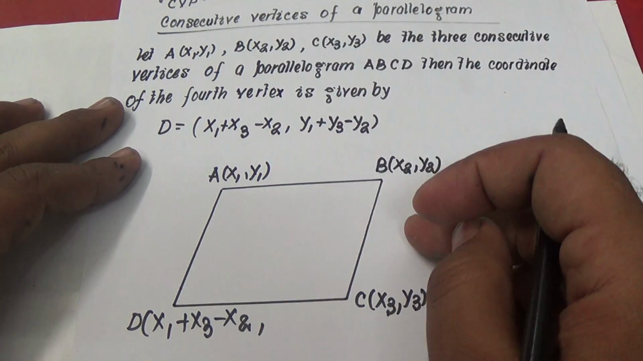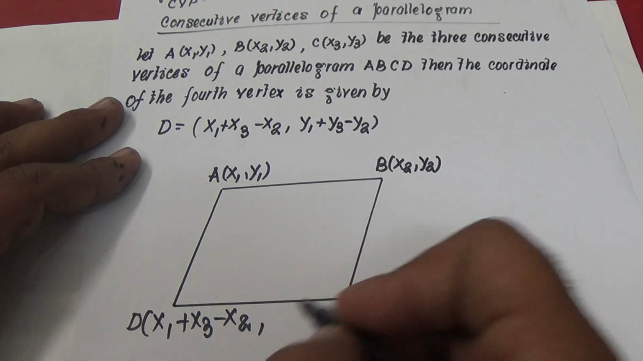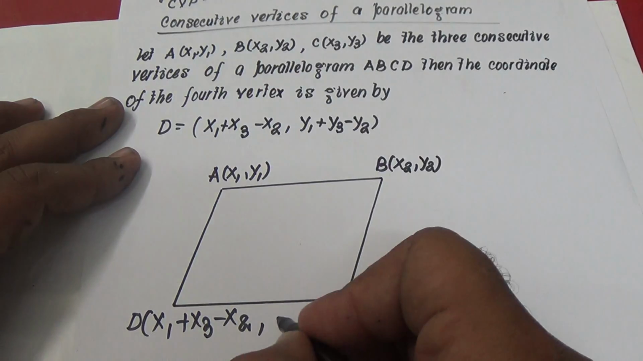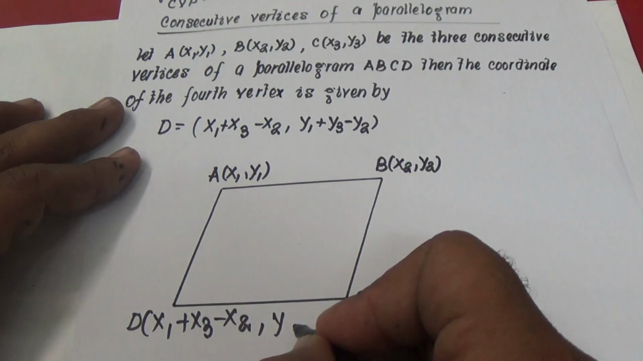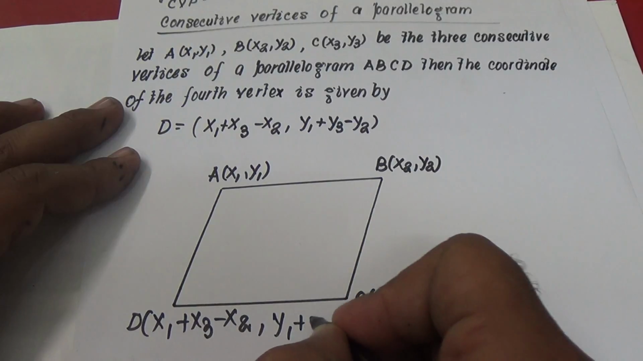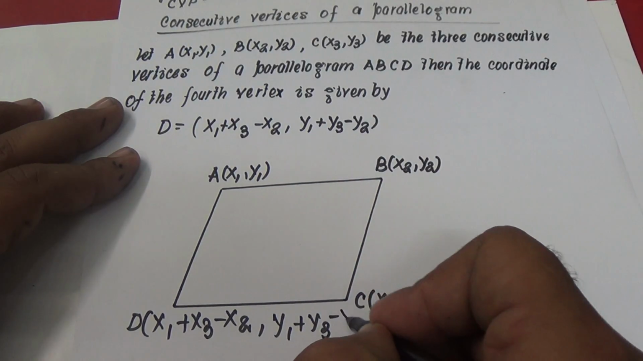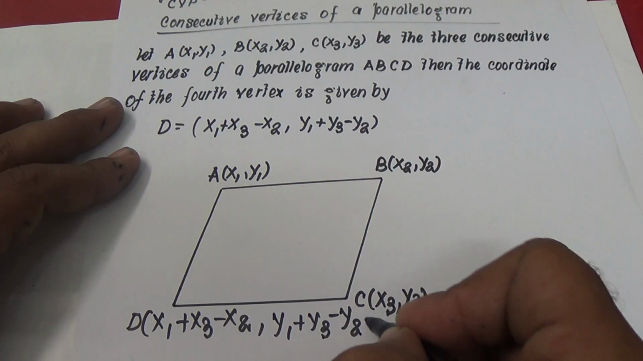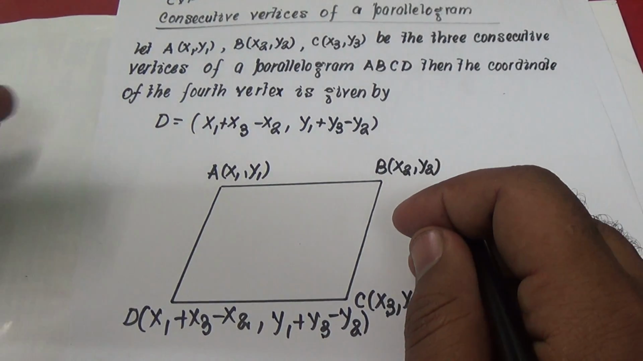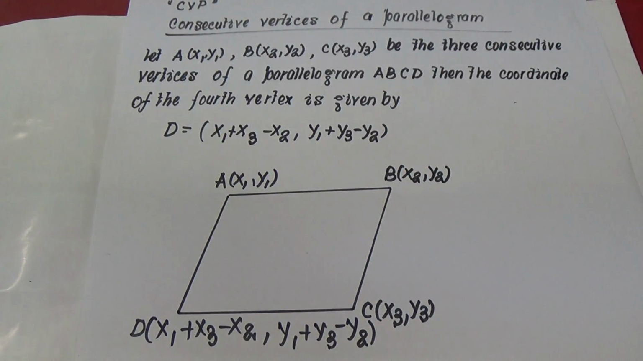Similarly, to get the y coordinate of D, I'm going to do the same thing. I'm going to add the y coordinates of the adjacent vertices and then subtract the y coordinate of the opposite vertex. Alright, so let's see if you too could solve this in less than 10 seconds.